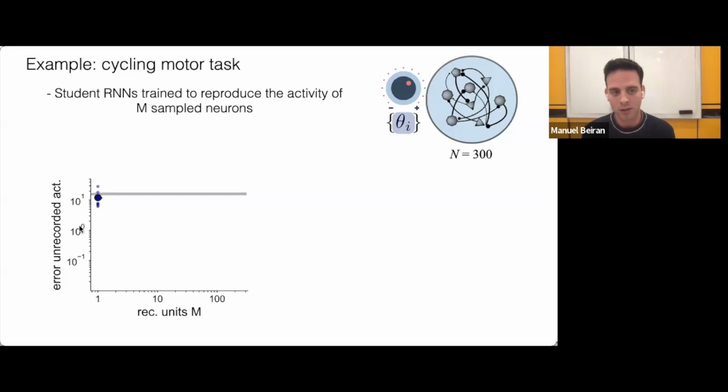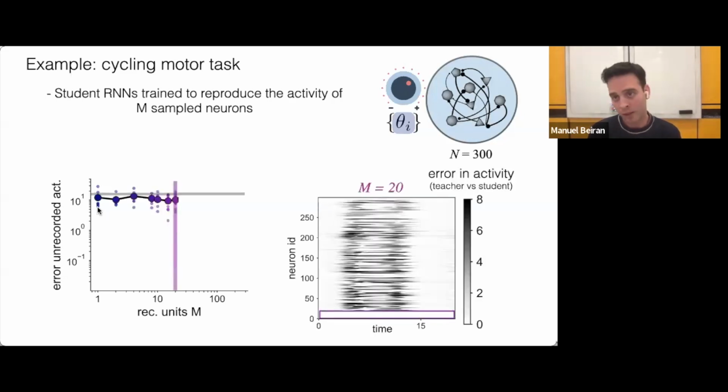So the first thing I'm showing here is, after training, what is the error in unrecorded neurons when I recorded from one neuron? Here I'm plotting the average mean squared error in the activity of the 299 neurons I didn't record from. This is just the summary statistics after learning. You can see that after learning, we didn't predict well the activity of the 299 remaining neurons. We can now increase the number of neurons we record from. Let's go up to 20, and the error in unrecorded neurons stays constant at a high value.